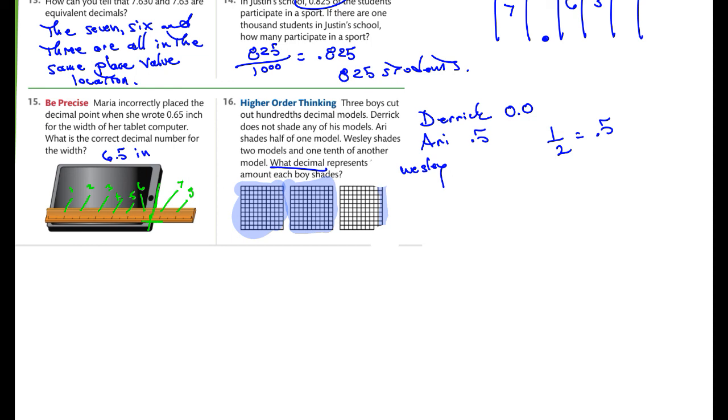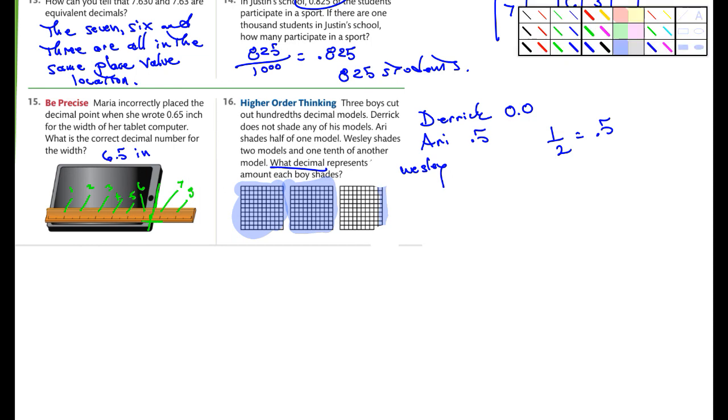So one of the last questions they ask is, Wesley here, he shades 2 models and then 1/10 of another model. What would that be in decimal form? In decimal form? Yeah. So 2 models, so what do you think that would be? 2 point, yeah, 2 point. And then 1/10 of another model. So what would be 1/10 in decimal form? 1. 1, right. So there would be just a 1 right there. Does that make sense? Yes.